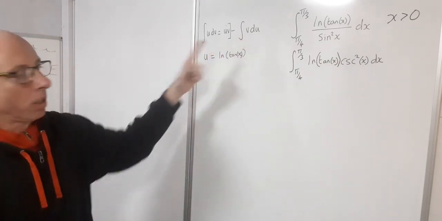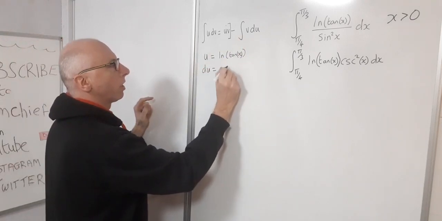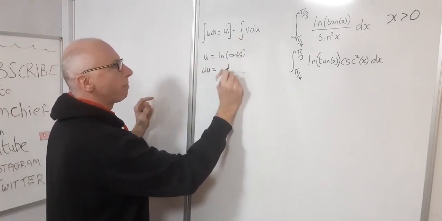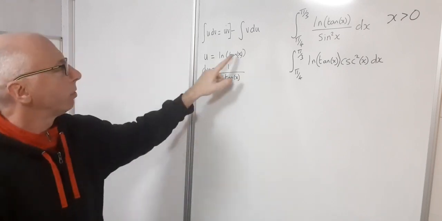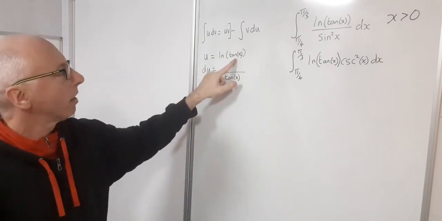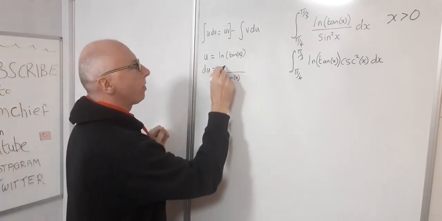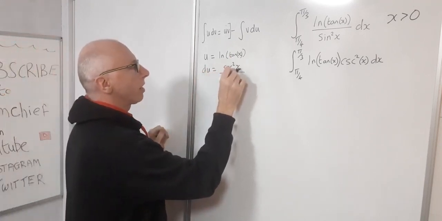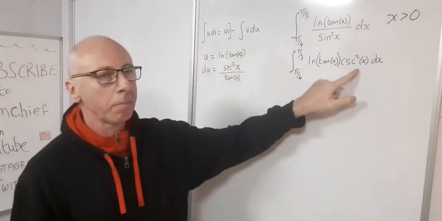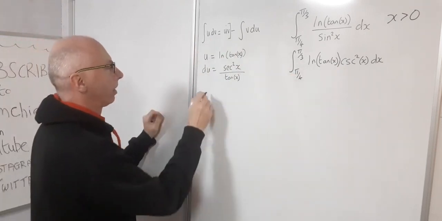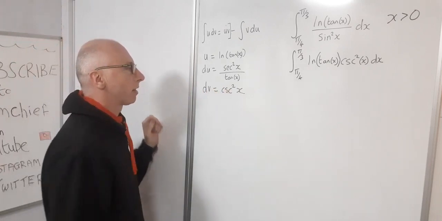Okay, so now we need a du. So let's take the derivative of this. So the derivative of log always gives us 1 over the input, which is our tangent x. And then by the chain rule, we want the derivative of tangent x, which is secant squared x. That's a standard derivative. So now I can write this as secant squared x. So now my dv is going to have to be my cosecant squared x. So dv equals cosecant squared x.